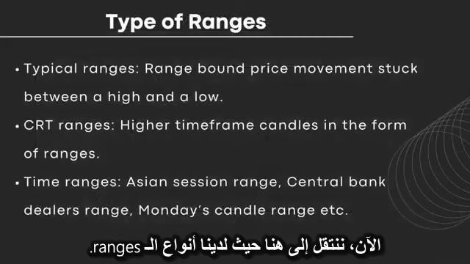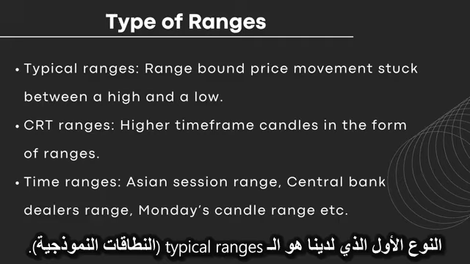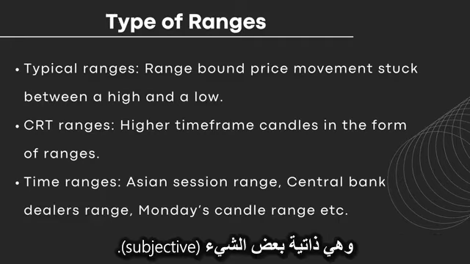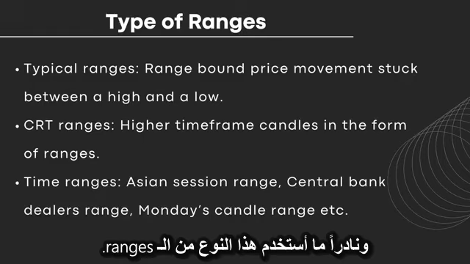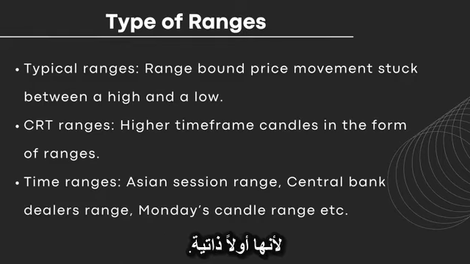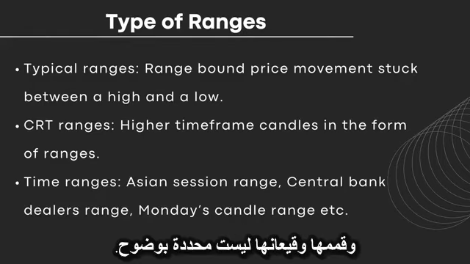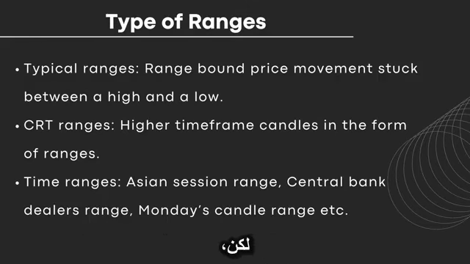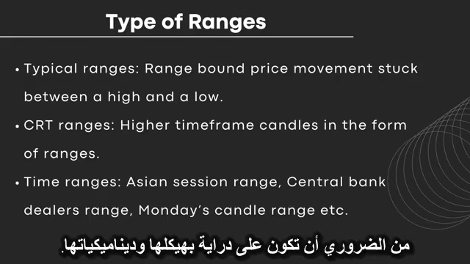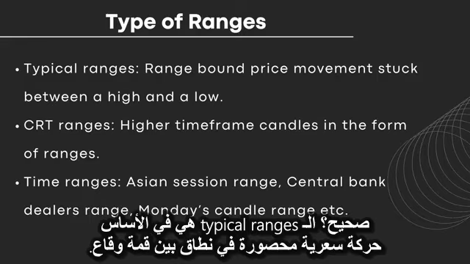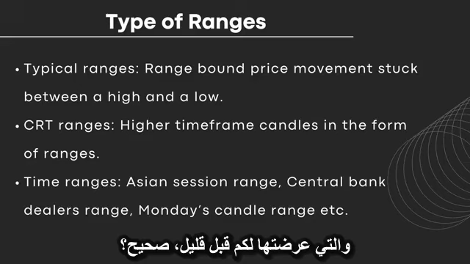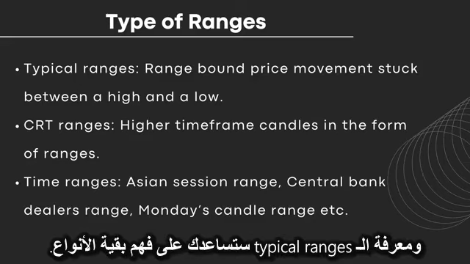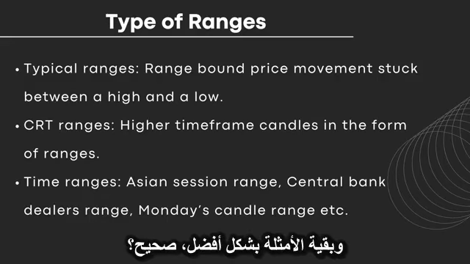Now moving on, here we've got the types of ranges, right? Now the first one we've got is the typical ranges, which are a bit subjective, and I rarely ever use these types of ranges because first of all they're subjective and their highs and lows are not clearly defined, but it's necessary to be aware of their structure and dynamics, right? Typical ranges are basically range-bound price movement stuck between a high and a low, which I just showed you earlier, right? And knowing about typical ranges will help you understand the rest of the types and the rest of the examples even better, right?